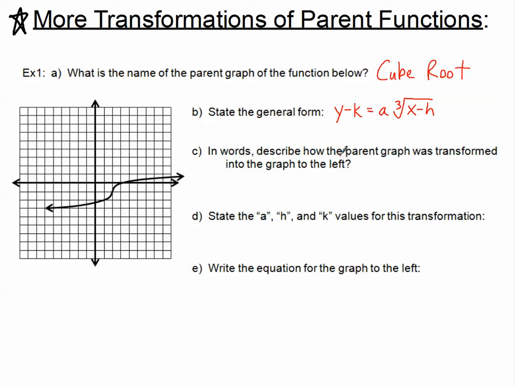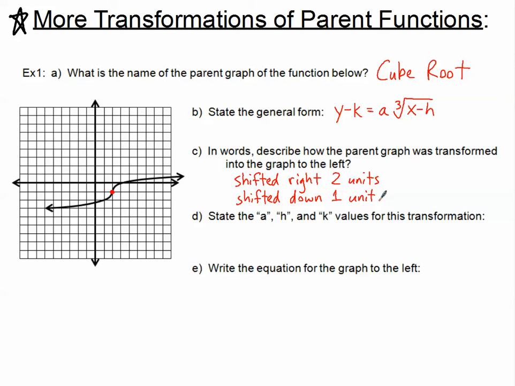In words, let's describe how the parent graph was transformed into the graph to the left. What must have happened to move the parent graph to where this graph is? I think the most important point to find is our starting point, and I can see that it's right here in the middle. That will help us to figure out what h and k are. Since this point is here, this graph must have shifted to the right 2 units and shifted down 1 unit. So in words, we shifted right 2 units, and we shifted down 1 unit.